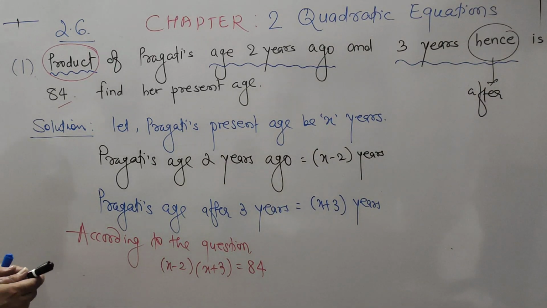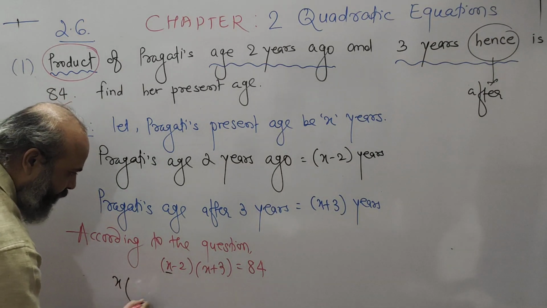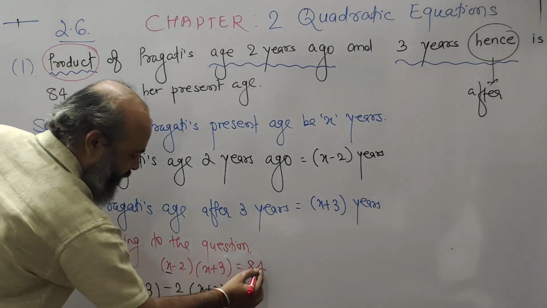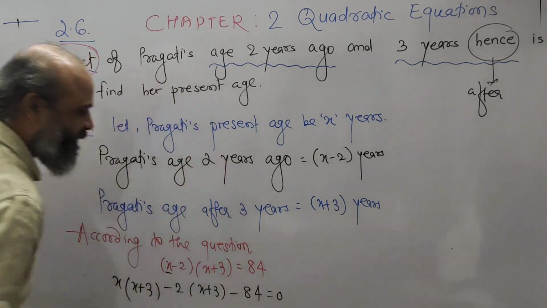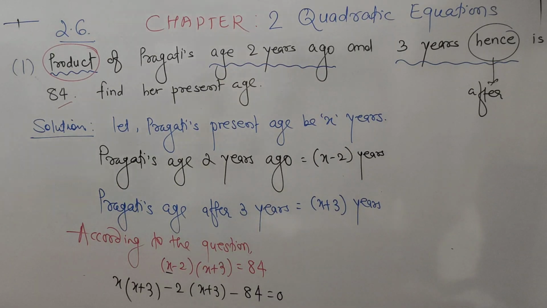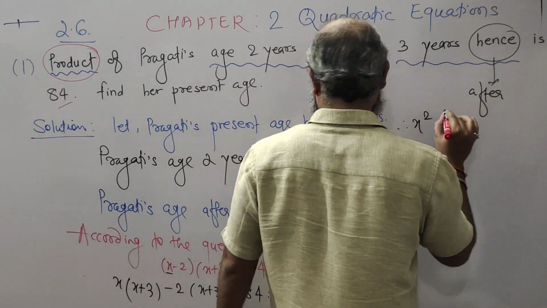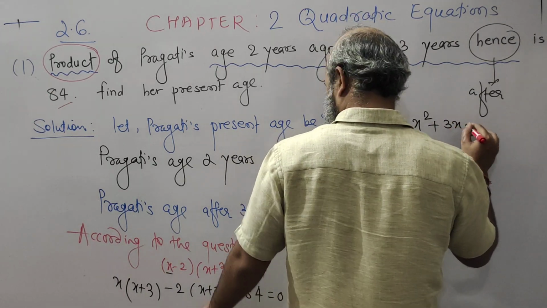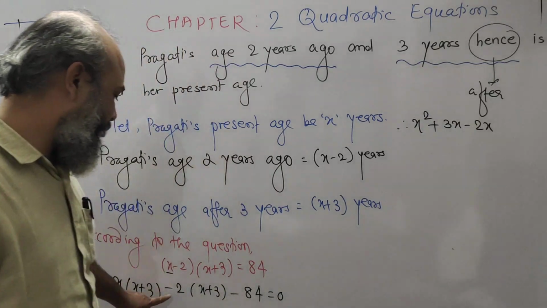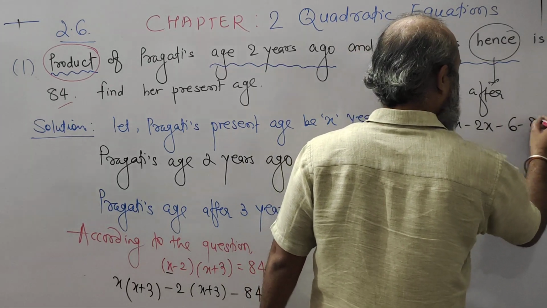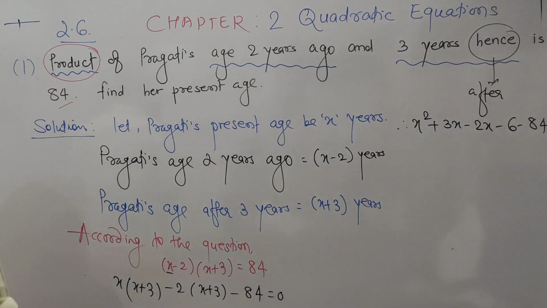Now, student, we will simplify. So how will we simplify, student? You will take x and multiply by x plus 3, then you will take minus 2 and multiply by x plus 3, and transfer this 84 to the left hand side. This becomes minus 84. Okay, student? Now you will multiply. x into x is x square, plus x into 3, 3x, minus 2 into x, 2x. Minus 2 into 3 is minus 6, and minus 84, equal to 0. So you will get x square plus 3x minus 2x minus 6 minus 84 is equal to 0.